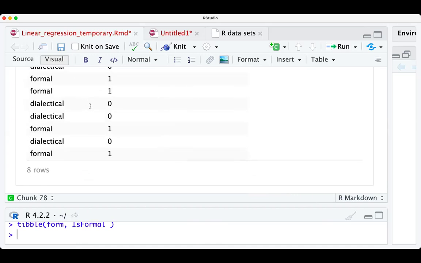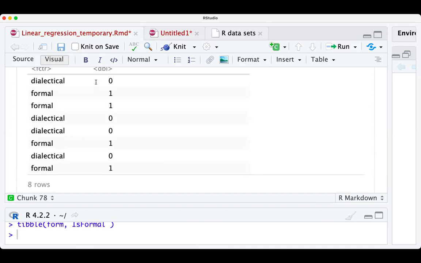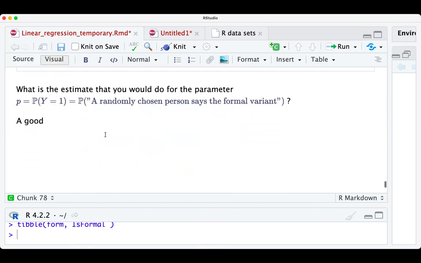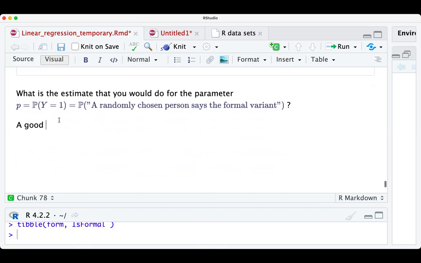Yes, the number of ones divided by the total number. So a good guess. I mean, if here we see only the dialectical form version, we would say, not surely, but we would regard the probability of saying the dialectical form as much higher. The parameter p depends on these observations.